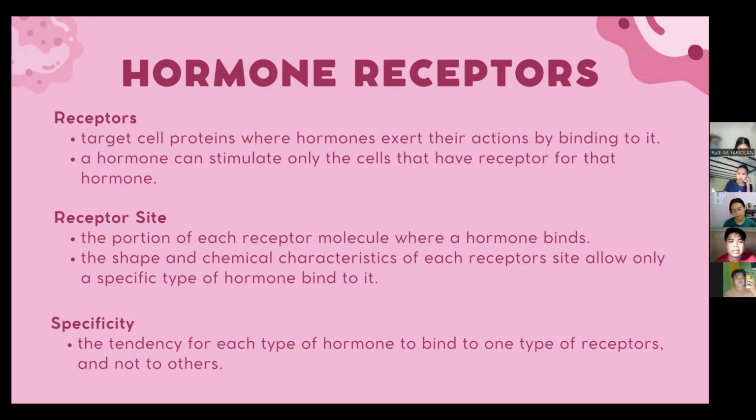Receptors. A receptor is a target cell protein where hormones exert their actions by binding to it. A hormone can stimulate only the cells that have receptors for that hormone. So hormone receptors are proteins that bind hormones. Basically, once bound, the hormone-receptor complex initiates a cascade effect, resulting in some modification of physiological behavior.